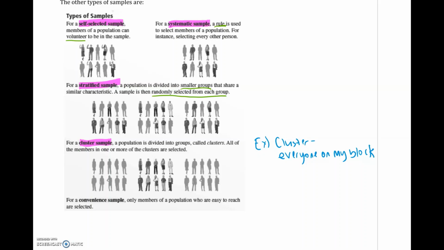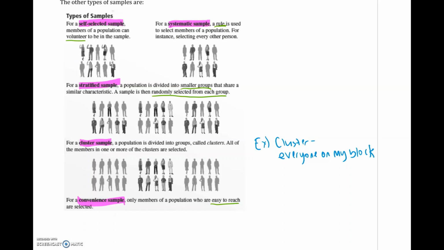And then finally, we've got what's called a convenience sample. So in this one, only members of a population who are easy to reach are selected. So here you want to make sure you see it's easy to reach. So this is probably not the ideal. I would say personally, maybe the last resort, because you're just getting people who you can easily access.